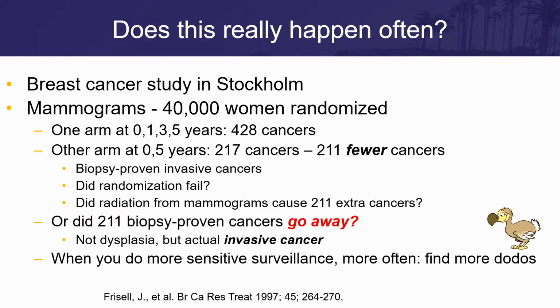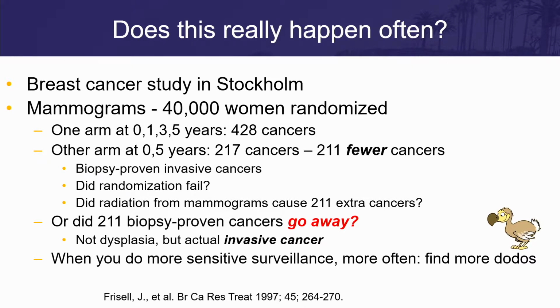And probably the best example is from a breast cancer screening study in Stockholm. 40,000 women were randomized, 20,000 to one regimen, 20,000 to another. One arm got mammograms at 0, 1, 3, and 5 years. They found 435 cancers. The other arm only at 0 and 5 years. They only found 217 cancers. So what happened to the other, quote, 211 cancers? Why are they missing? These were biopsy-proven invasive cancers, not just dysplasia.